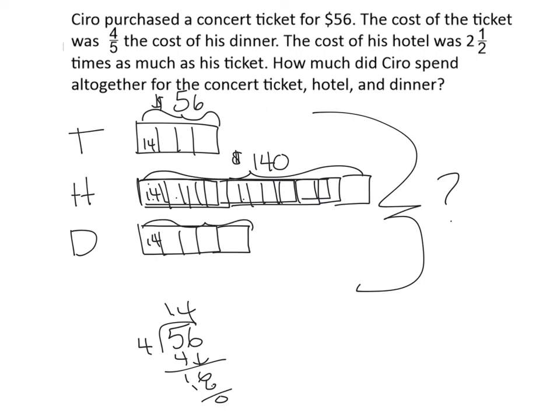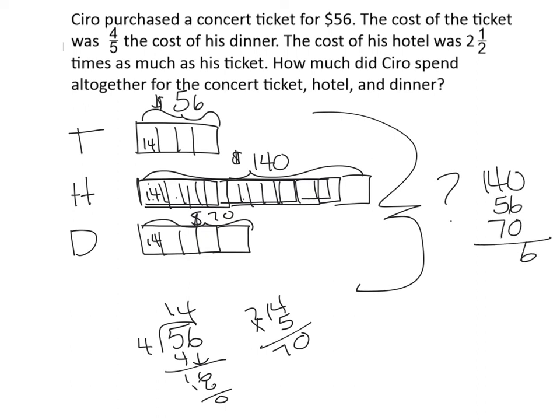And the dinner was 14 times 1, 2, 3, 4, 5. So 14 times 5. 5 times 4 is 20. 5 times 1 is 5. Plus 2 is 7. So it's 70. Okay, so the dinner was $70, the hotel was $140, and the ticket was $56. So all we have to do is add those together, 140, 56, and 70. And we get $266. So Cyril spent $266 altogether.